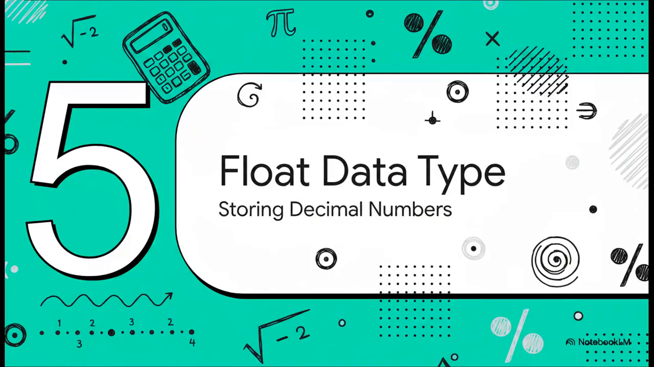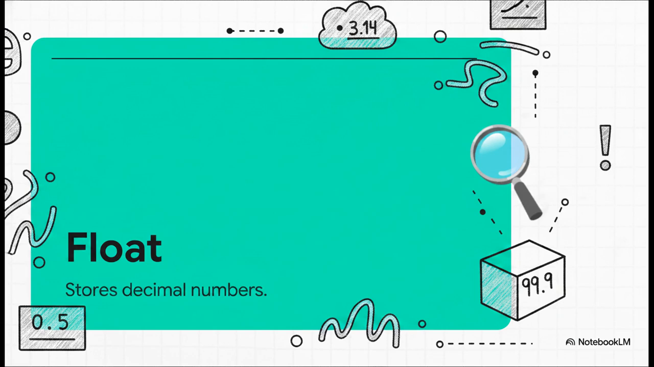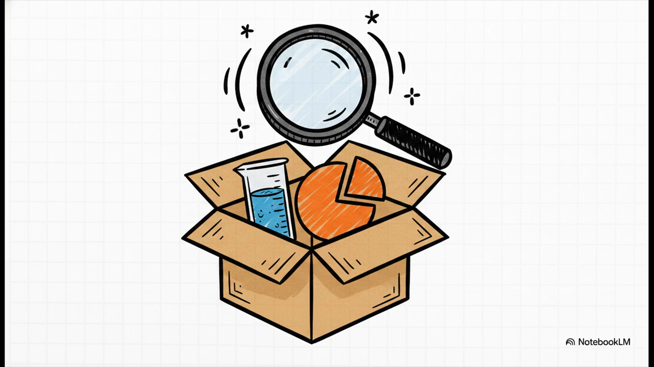Next up, Section 5, the float data type. The float data type is your specialized container designed explicitly to store decimal numbers. It's super simple to remember. If your number has a decimal point in it anywhere, it's a float. Let's type our float assignment right into VS Code. Height equals 5.8. It really is as simple as that.